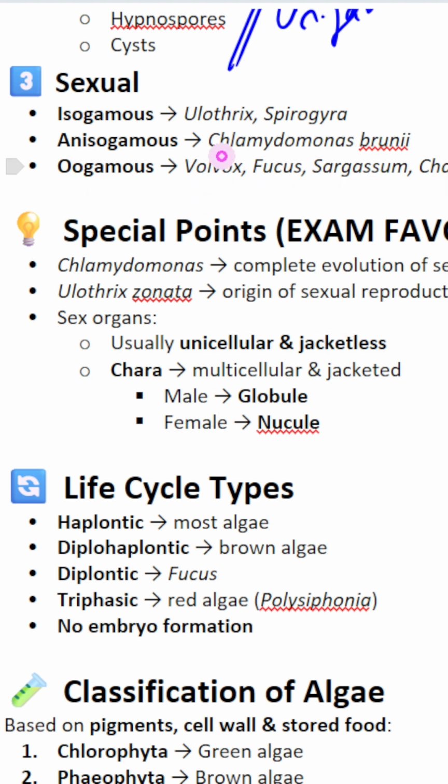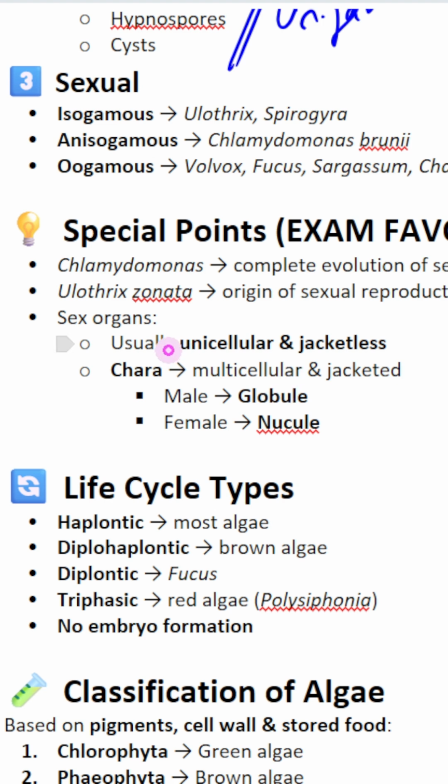But Chlamydomonas is the only organism which shows complete evolution of sexual reproduction, because Chlamydomonas is the only species which can have isogamous type, anisogamous type, and also oogamous type. Got it? And the origin of sexual reproduction normally comes from the plant called Ulothrix.